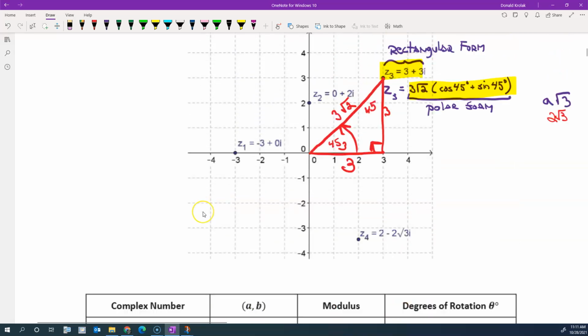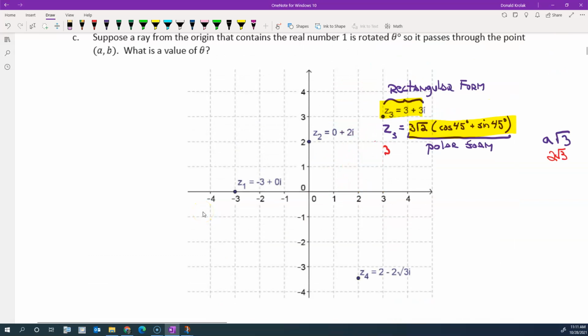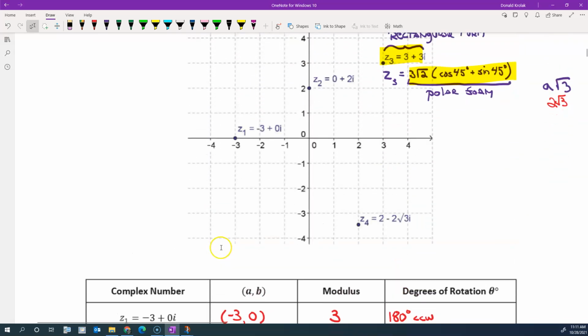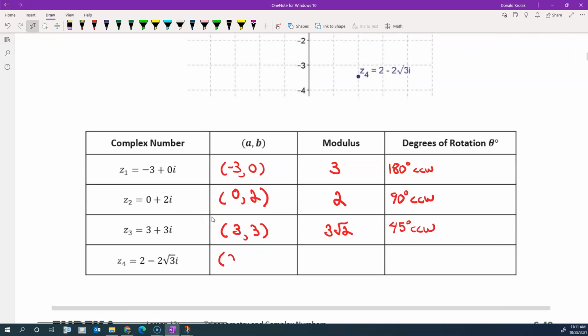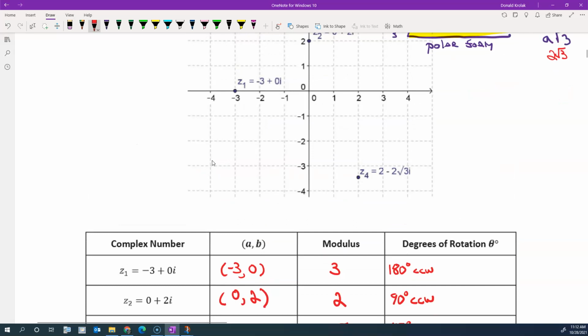All right, now let's do this one that's here at 4, Z4. All right, so Z4 is the point, the rectangular coordinates 2, negative 2 root 3. So on your paper here, sketch a right triangle. This is 2. And this is negative 2 root 3, which is just a little bit longer than 3.